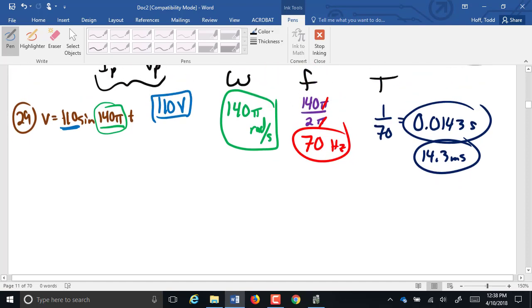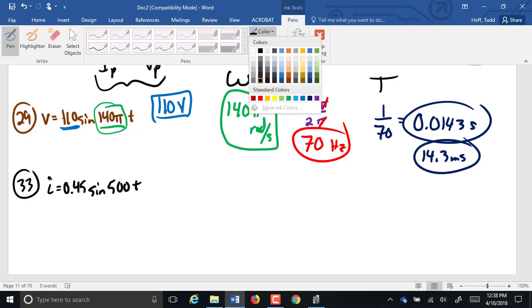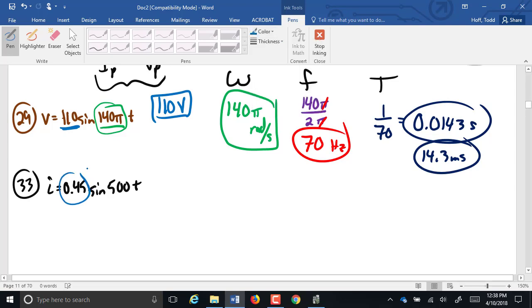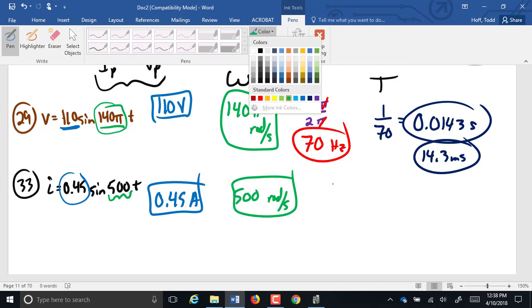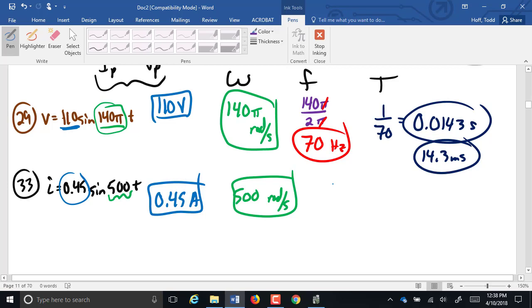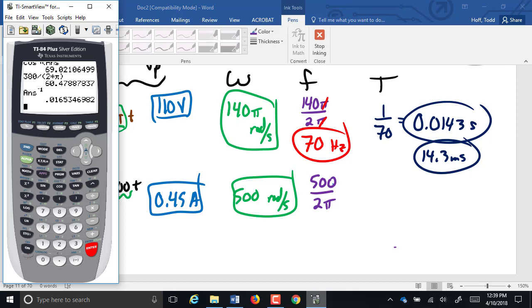Then we're going to do number 33. Number 33 is I equals 0.45 sine of 500 t. Our peak is still the number multiplying the sine, 0.45. Now this is current, so that would be amps. Angular velocity is the number multiplying t. It's 500. That's going to be radians per second. So again, those two parts read right out of the formula. Frequency requires some work. Frequency is that angular velocity of 500 divided by 2 pi. There's no pi to cancel out here, so we're going to have to just calculate it.